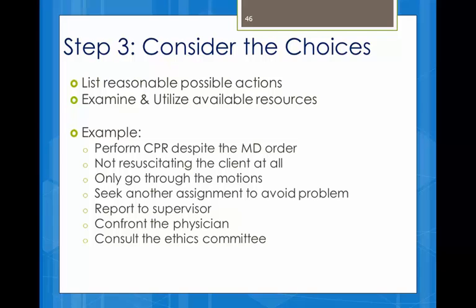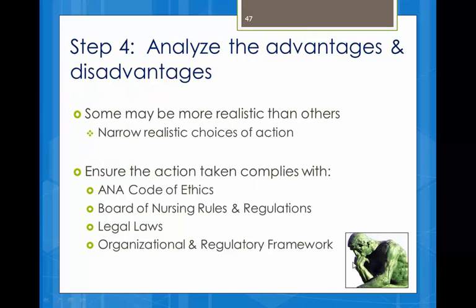The third step is to consider the choices. So make a list of reasonable actions, examine and utilize the available resources. So this is kind of those brainstorming activities, and all our alternatives really should be considered. So maybe in this situation, do we perform CPR? Do not resuscitate the client at all, only go through the motions, seek another assignment to avoid the problem, report to the supervisor, confront the physician, or consult the ethics committee. So those are some of the brainstorming choices that we could have in this situation.